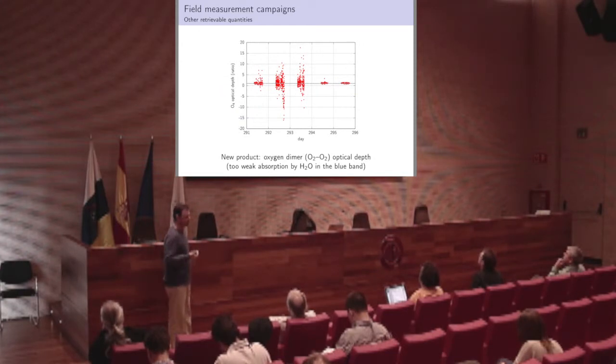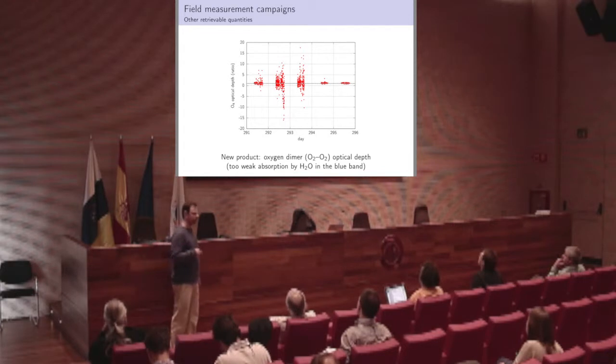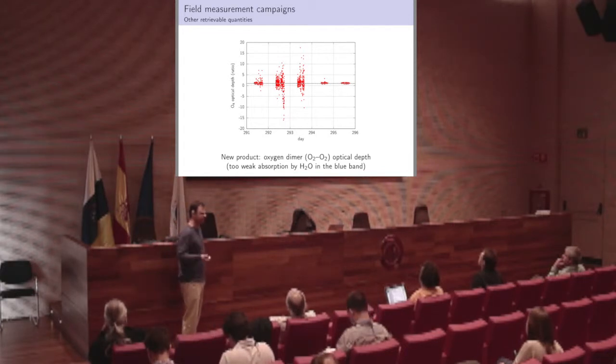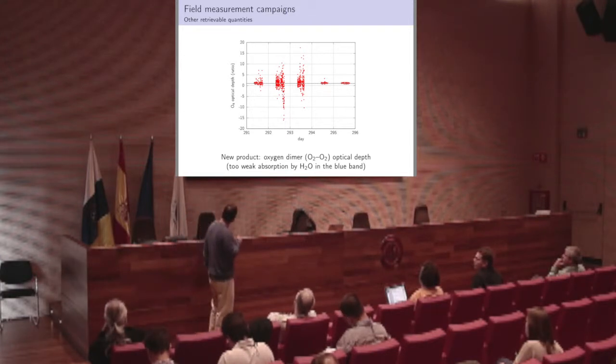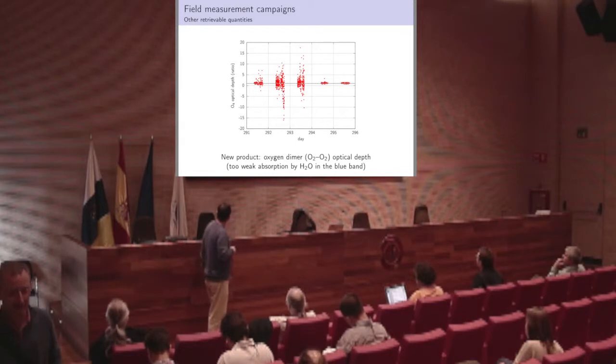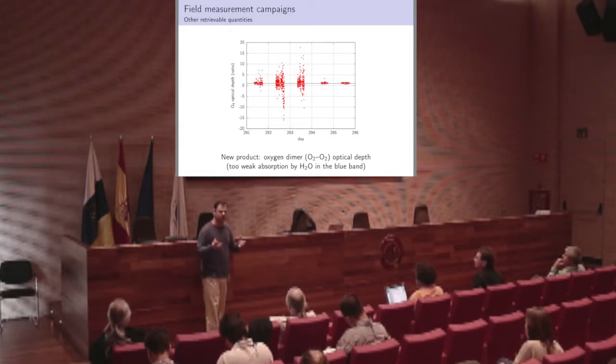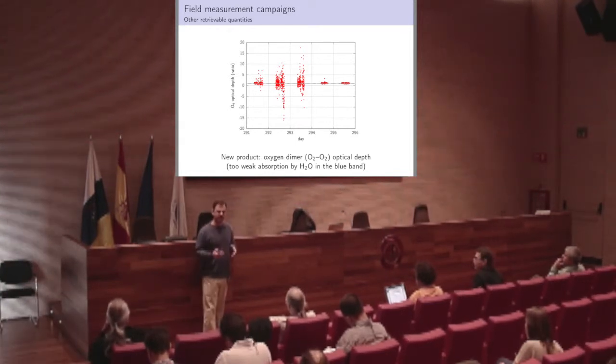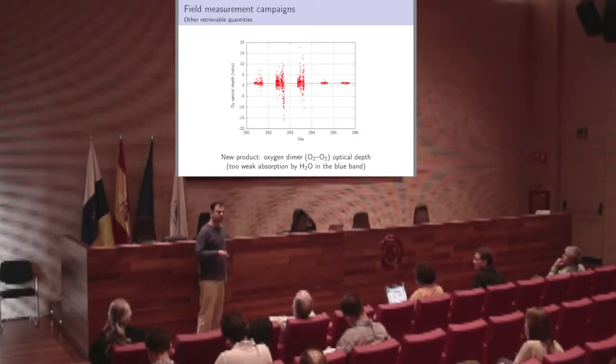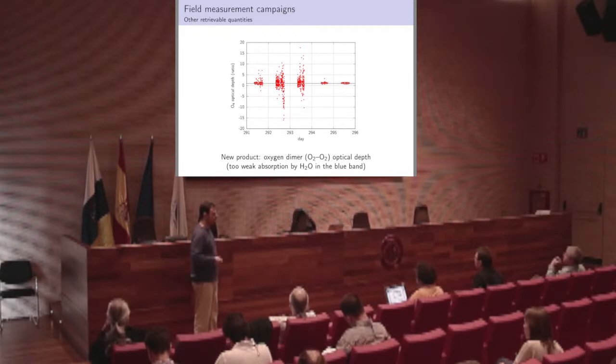Another additional product, another new product, is the oxygen dimer optical depth, which has some application to aerosol studies and cloud screening purposes. And you see, for example, the difference between 3 cloudy skies and 2 clear sky days. So the Mark IV Brewer is a very powerful instrument, which is probably underused normally, but you can derive many parameters.